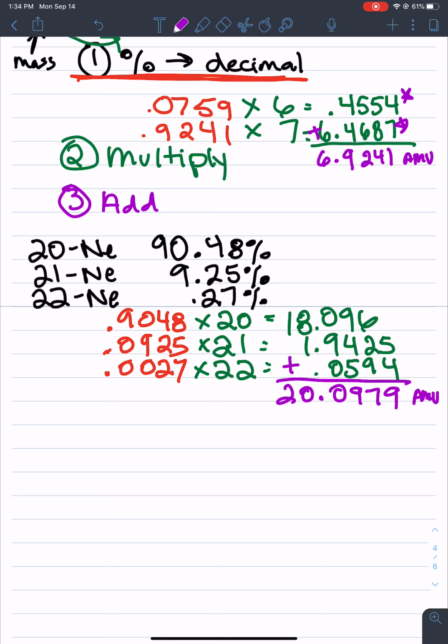All right, so that is what you're going to be asked to do on your homework and on your test. They're going to give you these numbers and ask you to give them the mass percent, or the atomic mass, the average mass of the atom neon, or of the atom lithium or something, okay? So hopefully you feel comfortable with that.